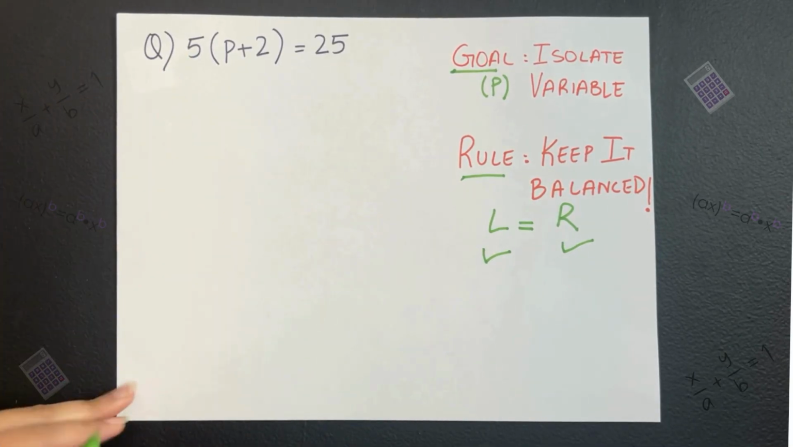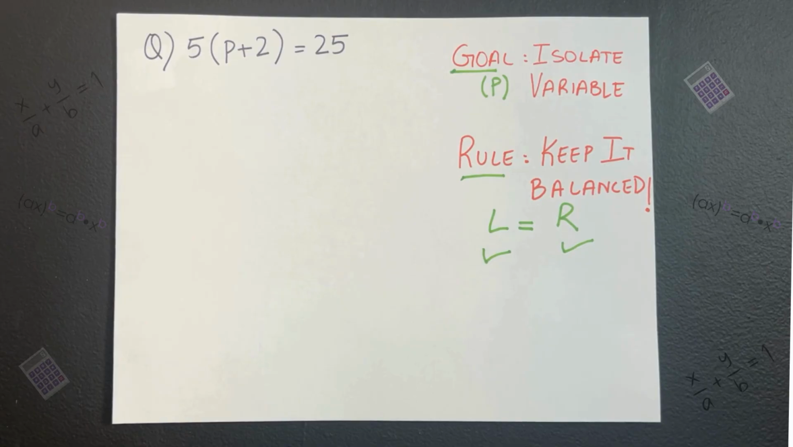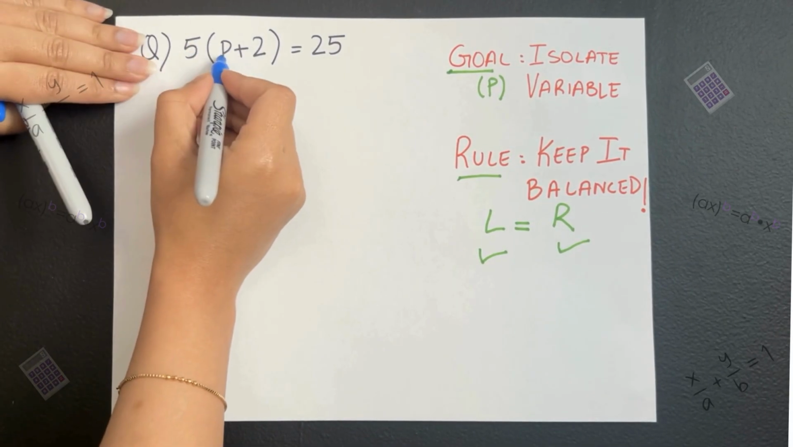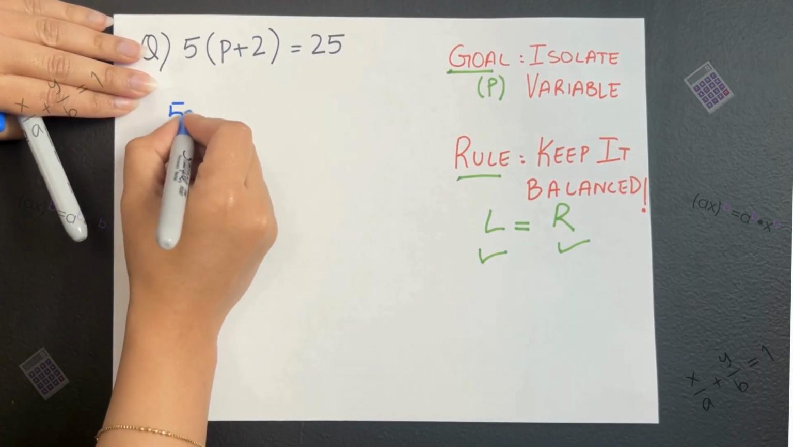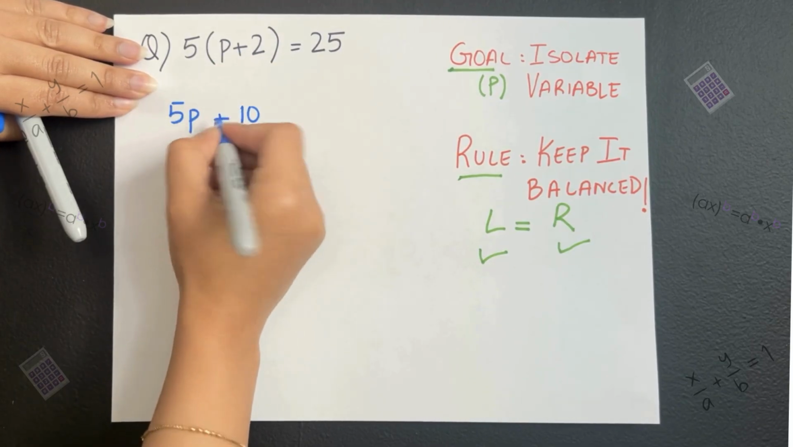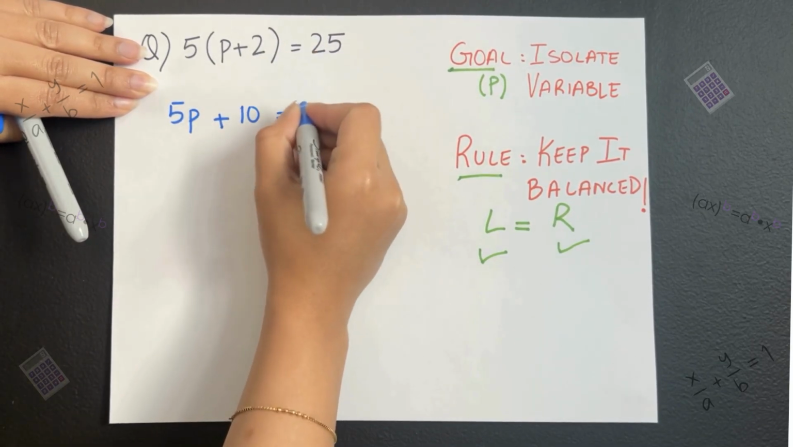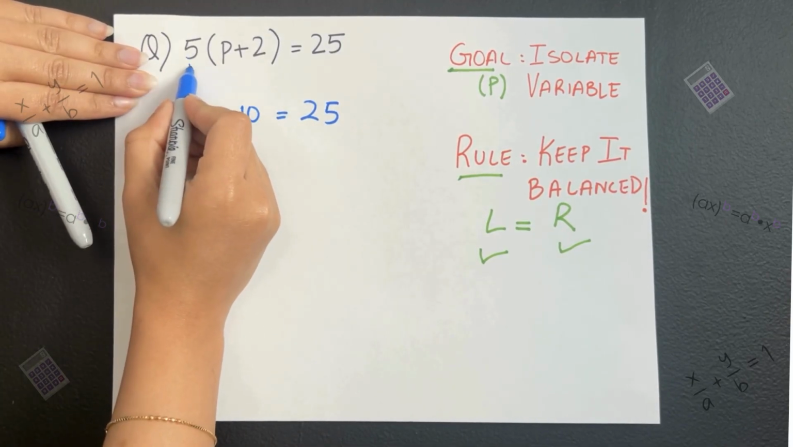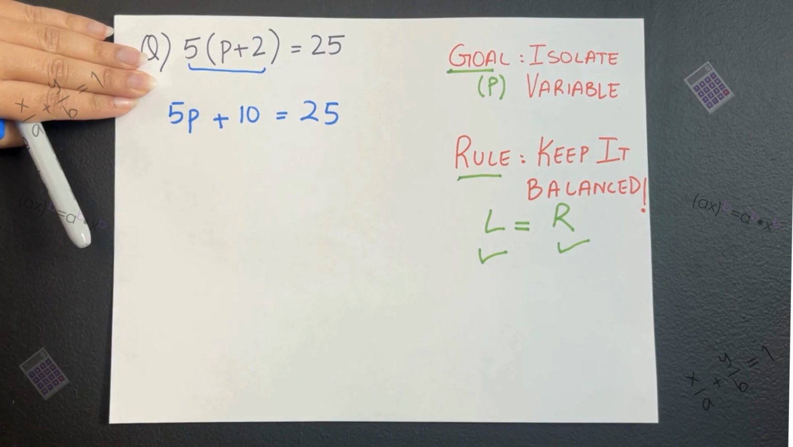We'll start with the distributive property method first, where we will multiply everything that's inside the bracket with 5. So 5 multiplied by p is 5p. 5 multiplied by 2 is 10. And plus would be copied as it is, and that is equal to 25. I have done nothing so far. I have simply multiplied everything inside the bracket with 5.